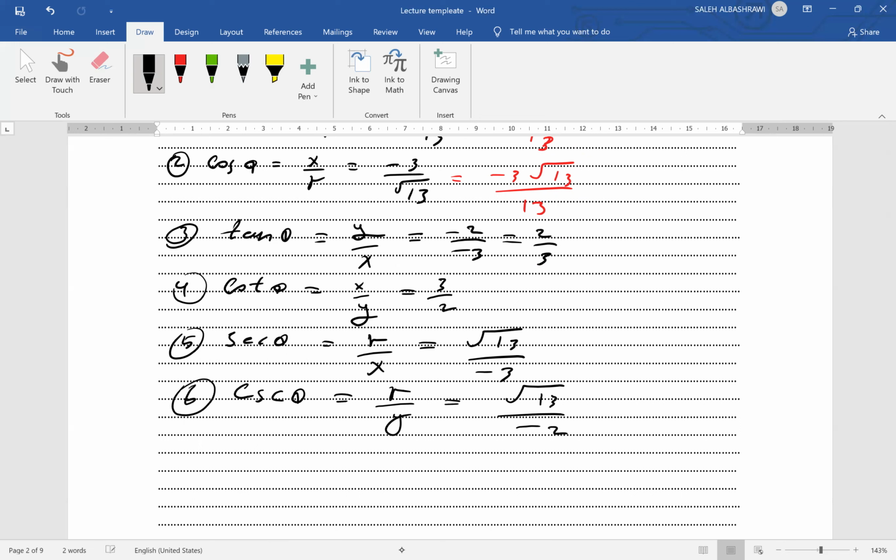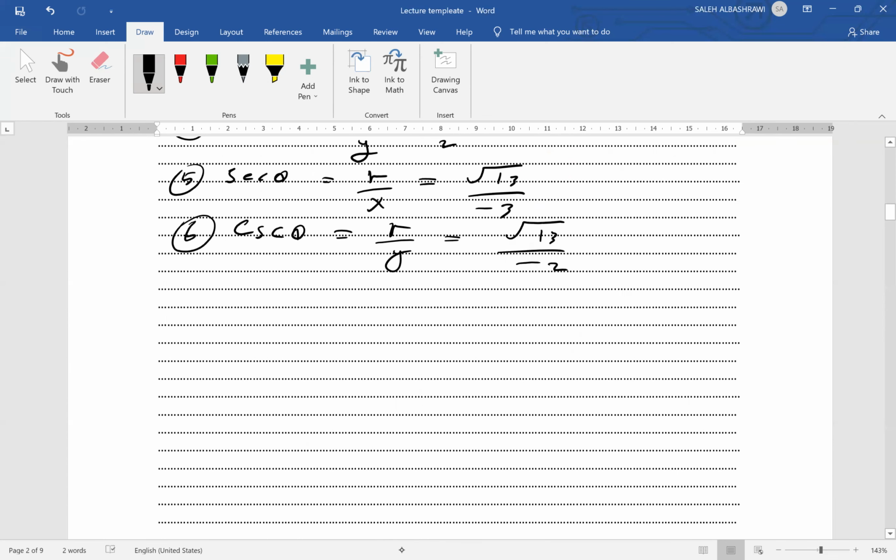So these are the 6 trigonometric functions. If you are given any point on the terminal side, we can find the 6 trigonometric functions. We need to find r first, which is the square root of x squared plus y squared. Then we can find the 6 trigonometric functions. Sine equal to y over r. All the time, sine is related to the y coordinate, cosine is related to the x coordinate.